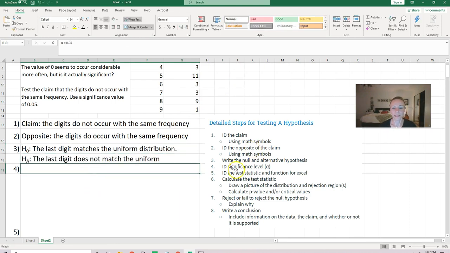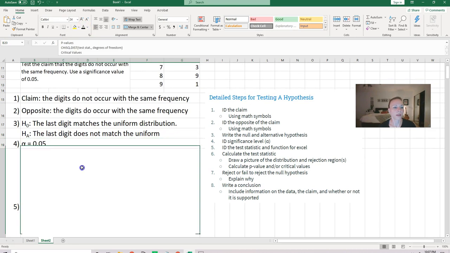Okay. Step 4 is to identify the significance level. And this says to use a significance level of 0.05. So that would be the significance level we use here. Alpha is 0.05.